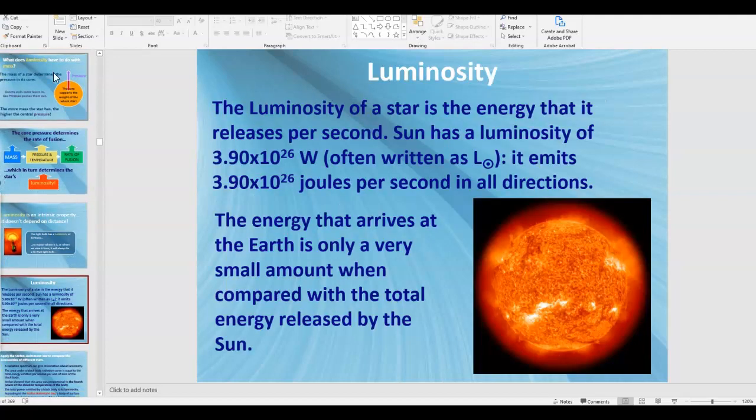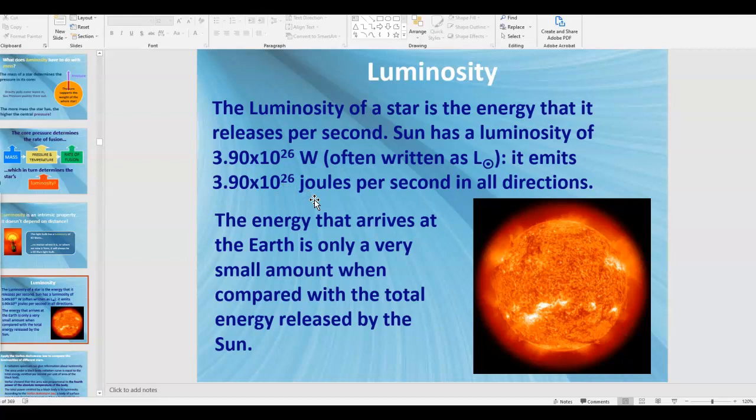Now, the luminosity of our sun is approximately 3.9 times 10 to the 26 watts, which is a lot of power, obviously. Sometimes you see this value written with a symbol L and then a circle with a dot. I don't know exactly why they use that symbol, but sometimes you see that. You could also write L subscript sun. Basically that means that every second our sun emits 3.9 times 10 to the 26 joules per second in all directions.